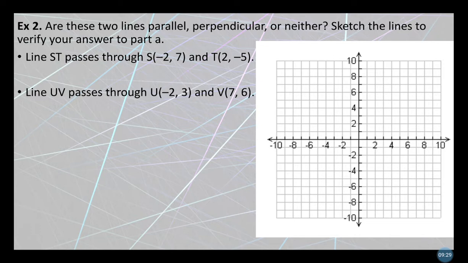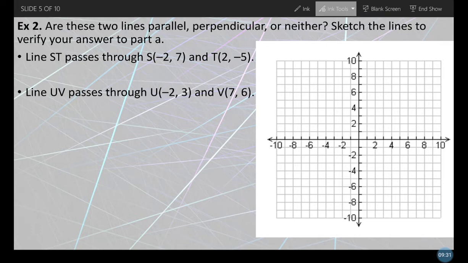So example 2 says, are these lines parallel, perpendicular, or neither? And sketch the lines and verify your answers. So let's go ahead and do that. Line ST, I'm going to draw in blue, passes through -2, 7, so right here, that's point S, and at 2, -5, so that's right here at point T, and I would connect that by a line segment. So there's my line.